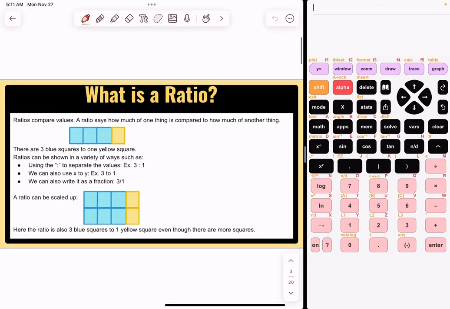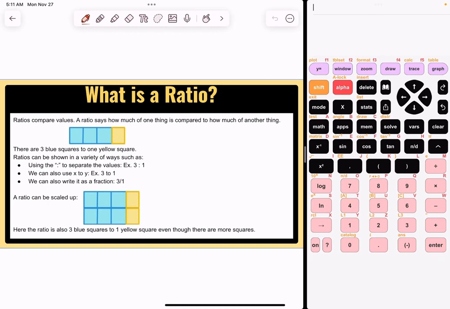So, what is a ratio? Ratios compare values. A ratio says how much of one thing is compared to how much of another thing. For example, if we look at this first diagram, it says there are 3 blue squares to 1 yellow square. Ratios can be shown in a variety of ways, such as using a colon to separate the values. So we can say 3 to 1. We can also say this to that, so 3 to 1. Or we can write it as a fraction and say 3 divided by 1.